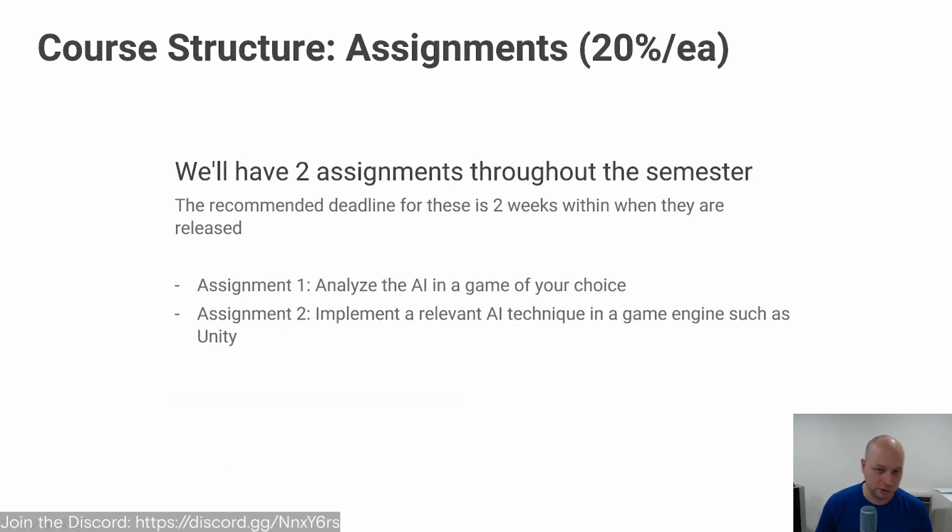Cool. Okay, let's start. So assignments, we will have two of them. They will be worth approximately 20% of your grade each. They will be released. I think they might already be released. I'm not sure. I might have uploaded them already. Either way, the first assignment will be analyzing an AI of your choice, like a game AI of your choice. It's almost like a book report on a video game, so it should be a lot of fun.